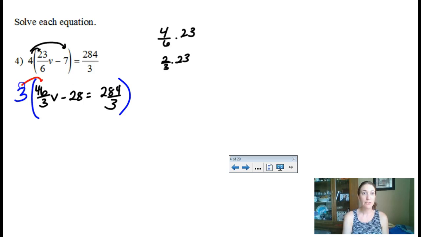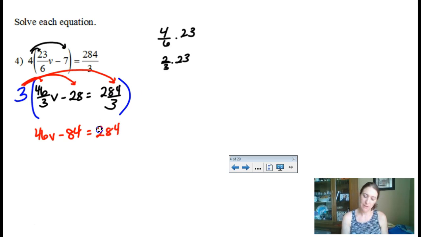So when I multiply the first fraction by a 3, the 3 divided by 3 is going to cancel to a 1, and 1 times 46v is 46v. Oh, 84. 3 times 28 is 84. And then 3 divided by 3 is a 1 times 284 is 284. So now I have a nice equation. It's equivalent to the original. I've just manipulated it in a way where I no longer have to worry about fractions. Probably will now, though.